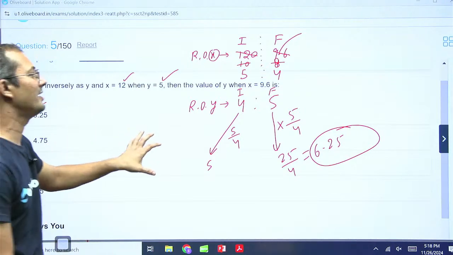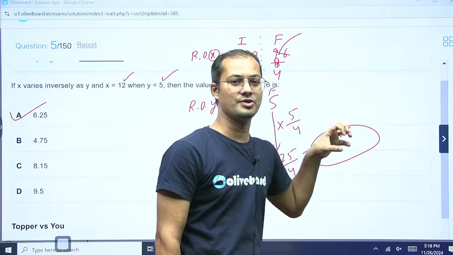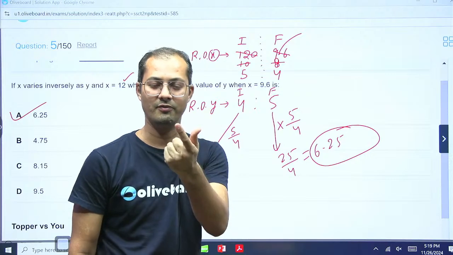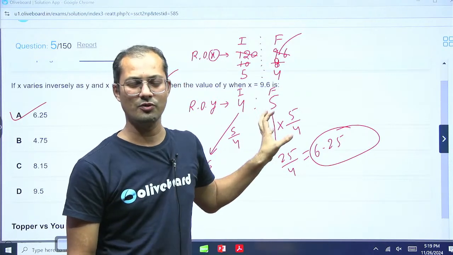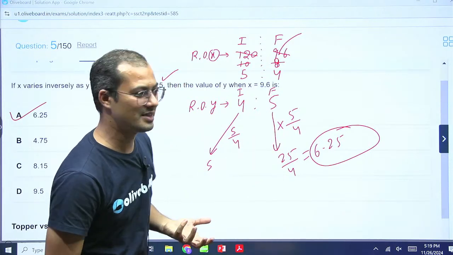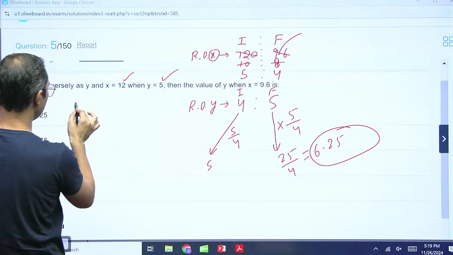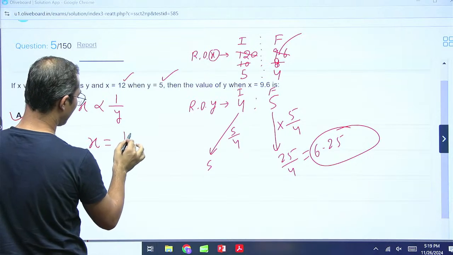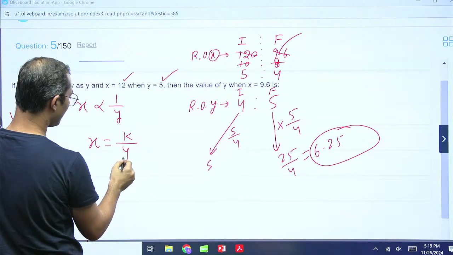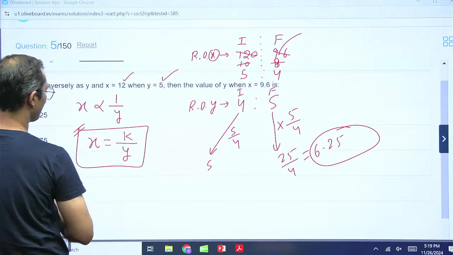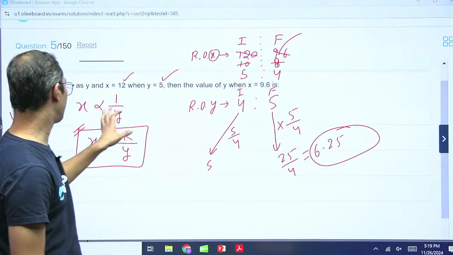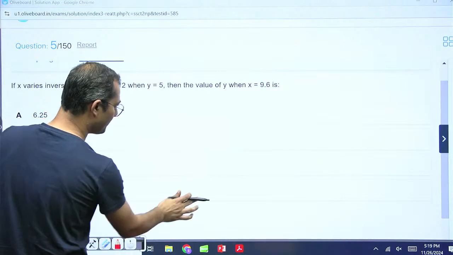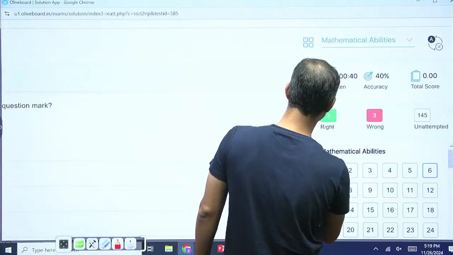Here we can apply the concept, or logical approach, of inverse proportion. If we know this, we can solve it without the basics. Otherwise you would have to follow the basics: when X is inversely proportional to Y, you would have to calculate the value of K. No problem. So no need to go with basics. Just move to the next question.